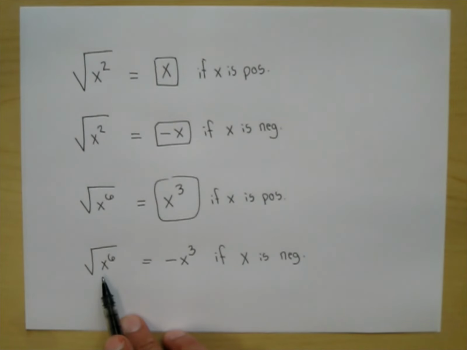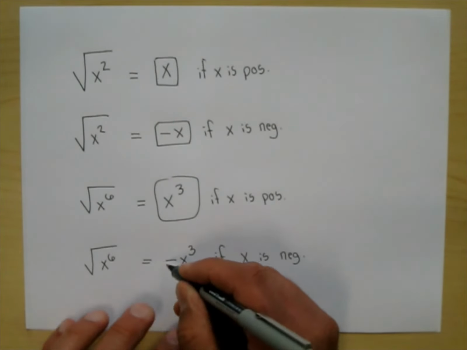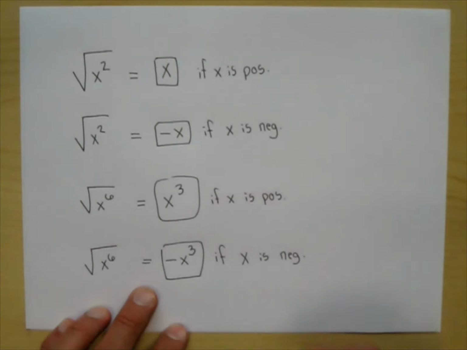Over here, you have -2 to the 6th power, which is 64. The square root of 64 is +8. So this tells you the truth here.